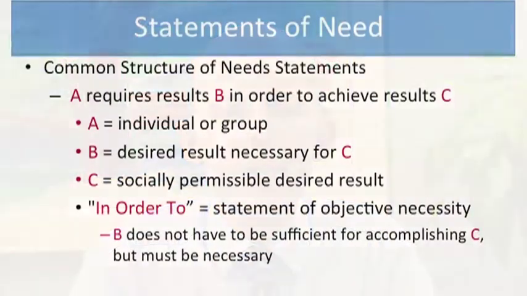So coming out of philosophy and ethics, there are common structures to statements about need. In this case, A, an individual or person, requires a result, which we'll label as B, in order to achieve another desired result that we can label as C. So we have an individual or group claiming a need for a result in order to achieve another result.